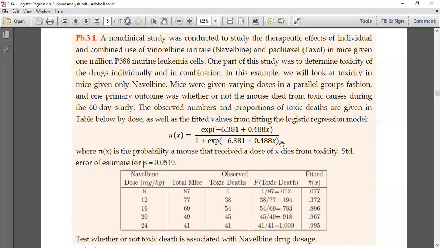For this, to solve the problem, we need to use the Wald chi-square test. You require beta. You can see that beta is equal to 0.488. Alpha is minus 6.381. It has no meaning in our test here. 0.488 is required, and the standard error of estimate is also provided, 0.0519.